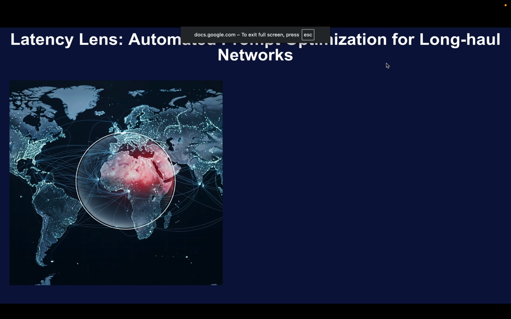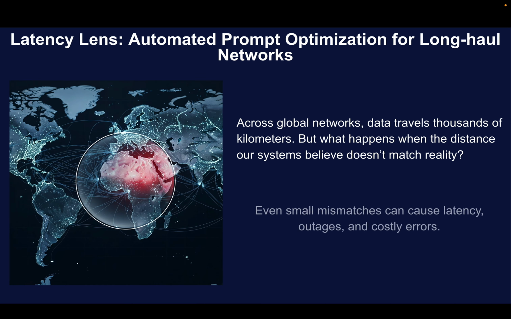Hi everyone, I'll take you through Latency Lens, which is an AI automated prompt optimization for long-haul networks. I'll preface this by saying, across global networks, even small mismatches can trigger latency, outages, and costly errors. Data travels thousands of kilometers, but what happens when the distance our systems believe doesn't match reality? That's where Latency Lens steps in.